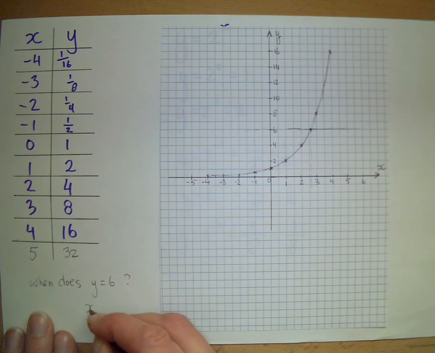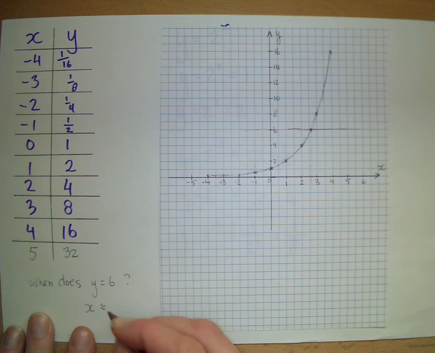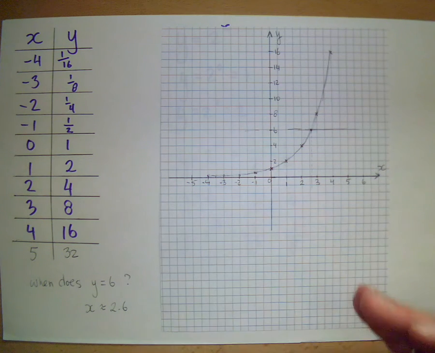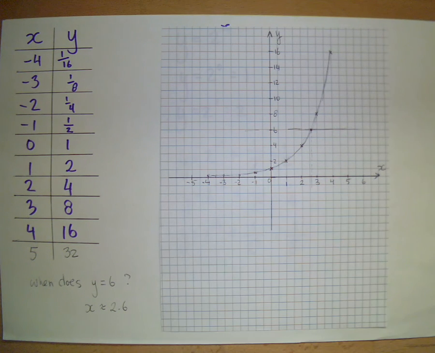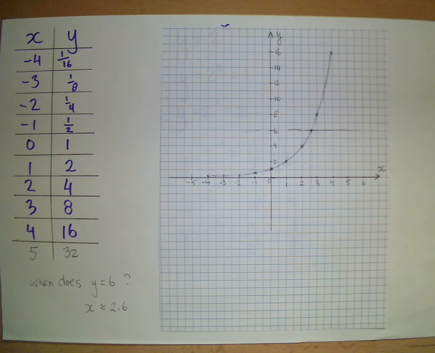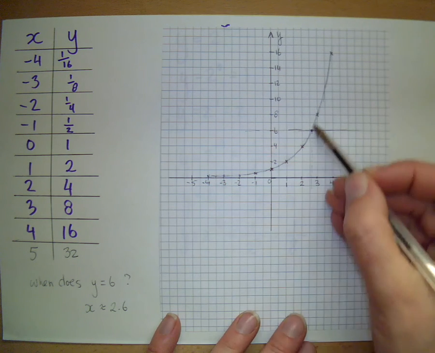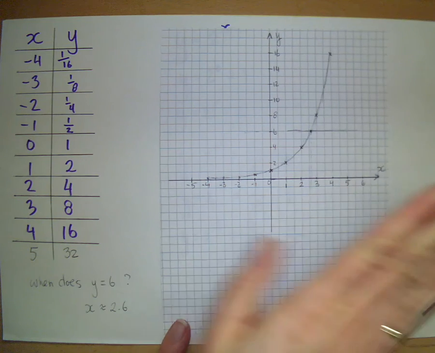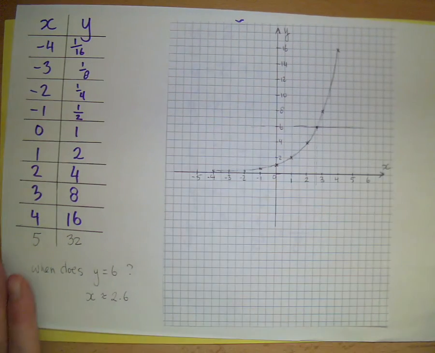So when x is around 2.6, right? We can use this graph to guess certain values. Another question that is kind of interesting: we've done gradients of straight lines. In this case, the gradient is never really the same, right? It moves up with the graph.